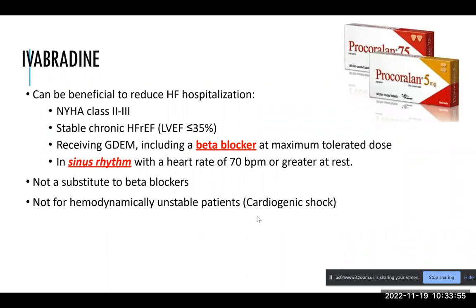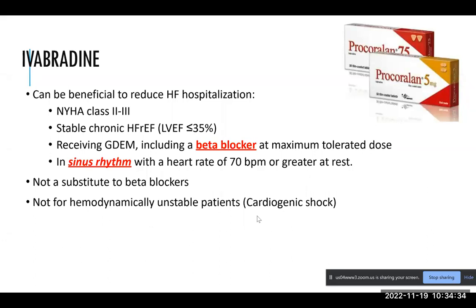So ivabradine, a lot of talk about it. Generally, it can be beneficial in reducing heart failure hospitalization. It's generally indicated for class 2 to 3, for stable chronic heart failure with reduced ejection fraction. And generally, it's indicated for those patients who already receive guideline-directed medical therapy, including a beta blocker at maximum dose. So, in sinus rhythm, the patient will be eligible if he has a heart rate of 70 or greater at rest.